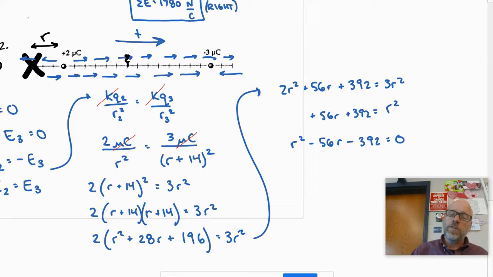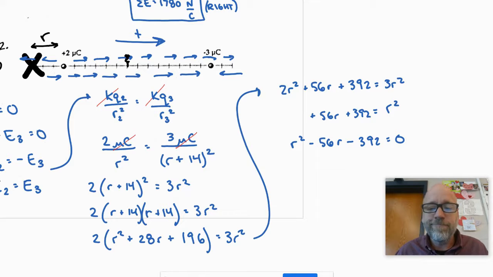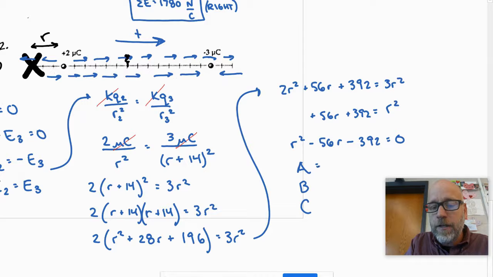All right, so here we are. Done a bunch of math. You guys are in AP Physics 2. You're seniors. Got to be able to do that. Just about, hopefully I didn't make a mistake. These are the values I have for A, B, and C. So I get it into the proper quad form. For A, I'm going to have 1. B is going to be negative 56. C is negative 392.